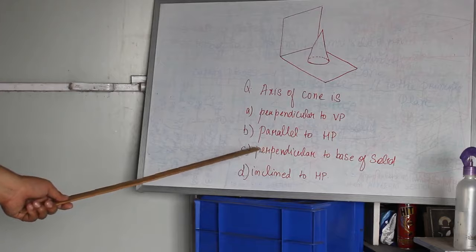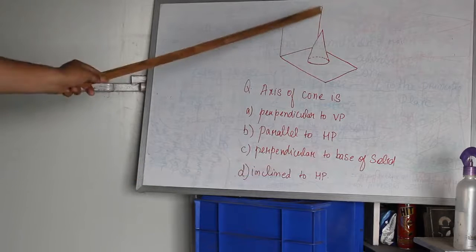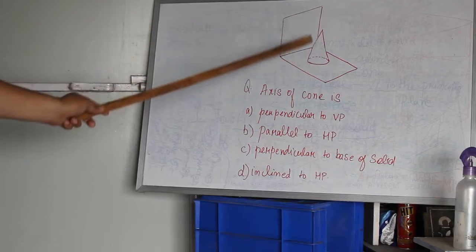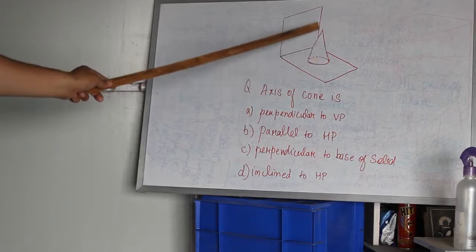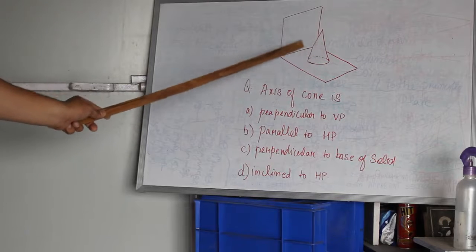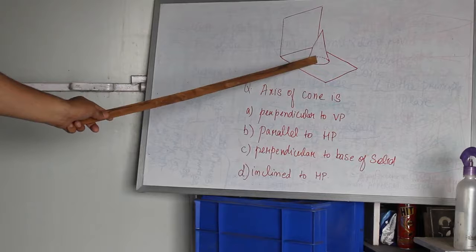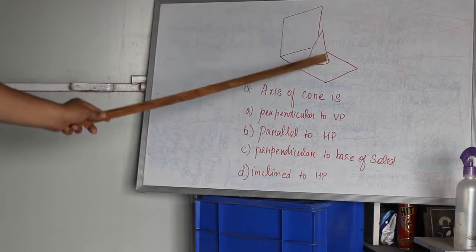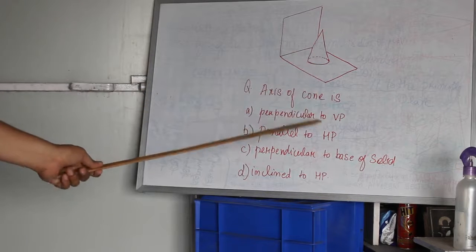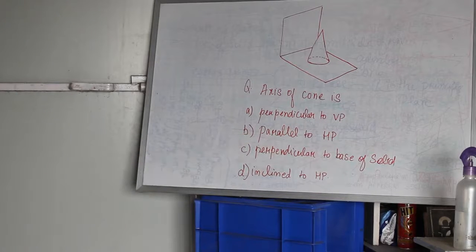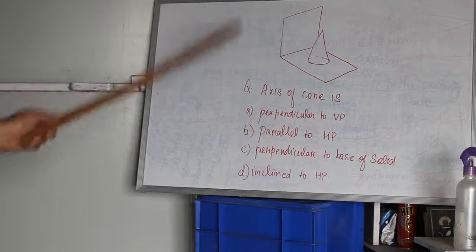Let's look at the third point. It says perpendicular to the base of the solid. This is the axis line. It is perpendicular to HP, and if it is perpendicular to HP, it is also making an angle of 90 degrees with the base of the solid. So this base of the solid is circular, so it is perpendicular to the base of the solid. So the third part is correct. Inclined to HP: I cannot see the axis line inclined to HP. It is already proved in the question that it is perpendicular to HP, right? So the third option is correct as per the given pictorial presentation. This is how you will be solving the questions.